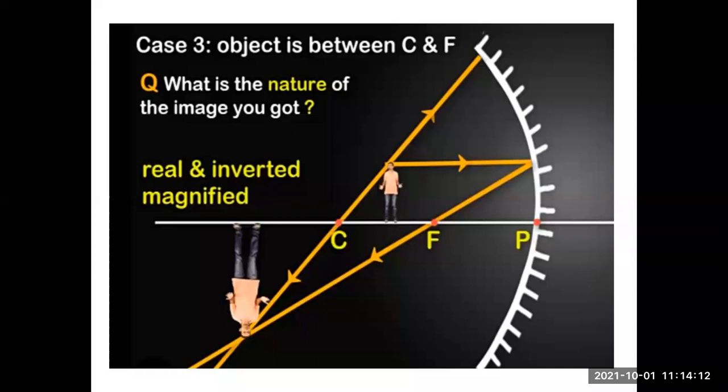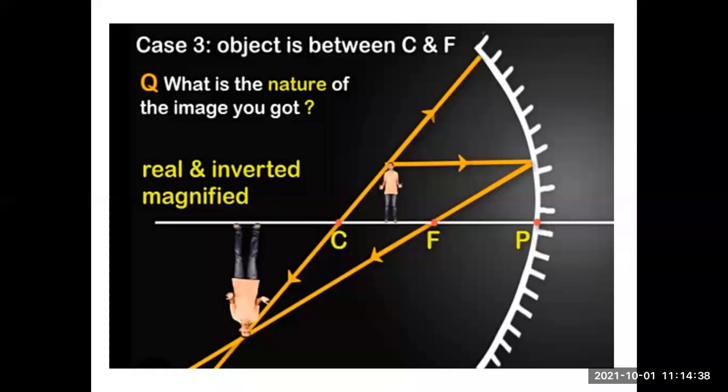And now just apply those 3 rules. When the incident ray is parallel to the principal axis, what happens to the reflected ray? It passes through the focus. You can see that the reflected ray passes through the focus. When the incident ray passes through the C, that is center of curvature, the reflected ray traverses the same path back. So they are on one and the same line.